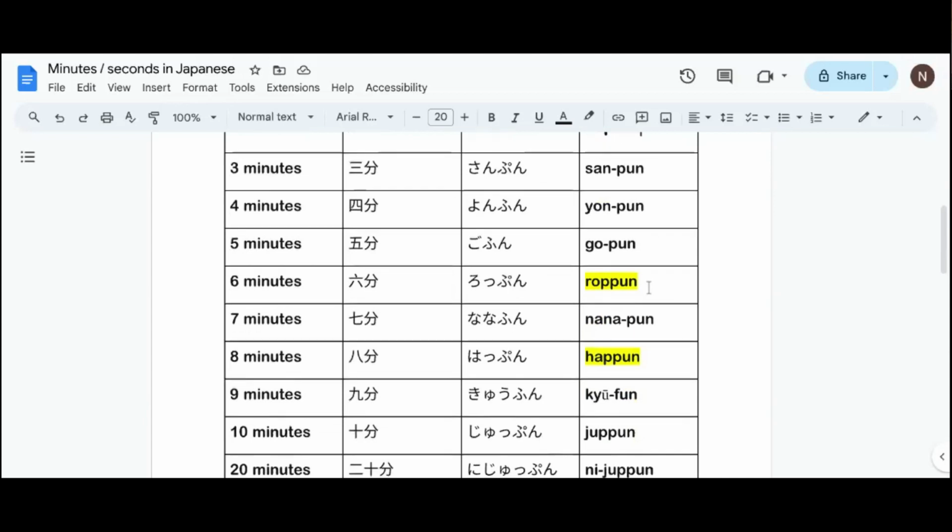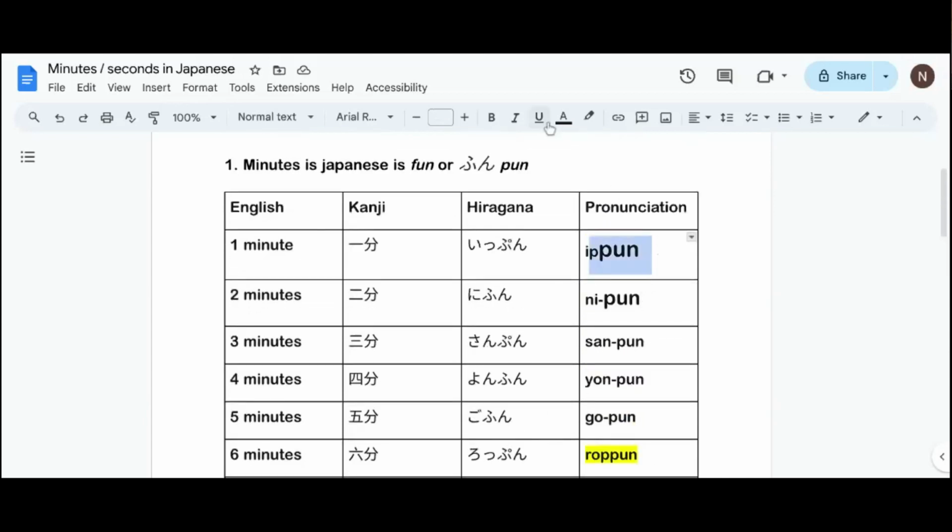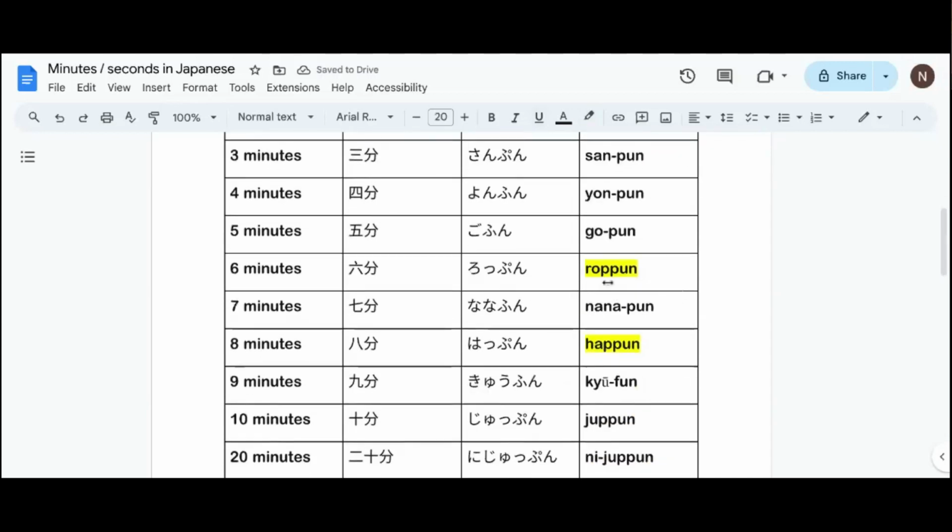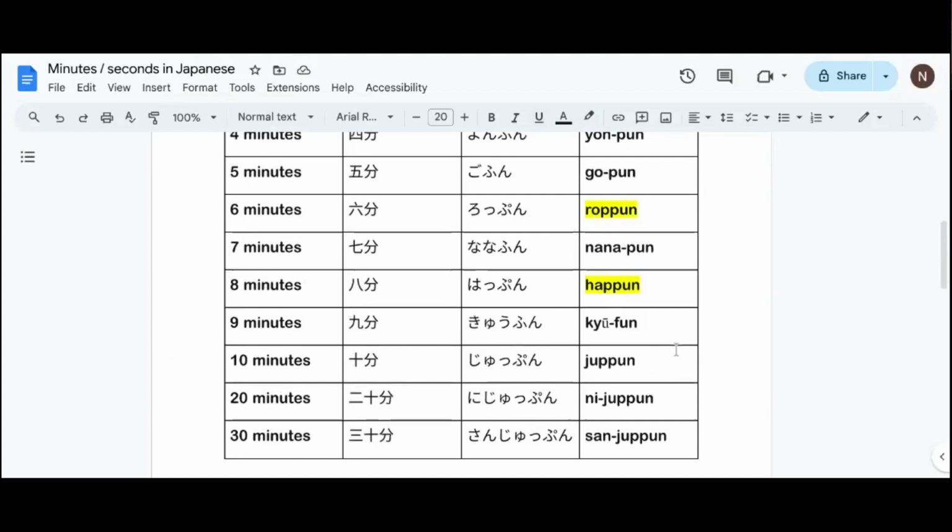Again, exemption. All the highlighted ones are exemptions. Okay. Always have this. For your 6 minutes, it's not rokupun but roppun. Okay. And then also in your 8 minutes, it is happun, not hachipun, but happun. In the 7 minutes, we use nanafun, not shichifun. Only nanafun.